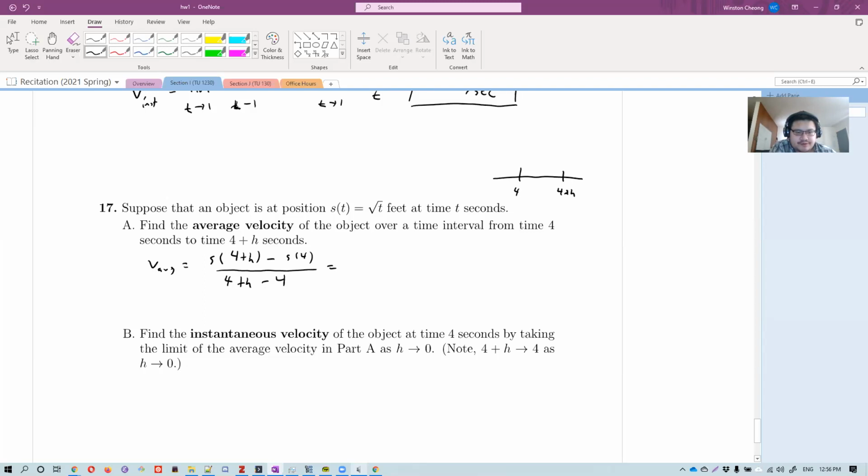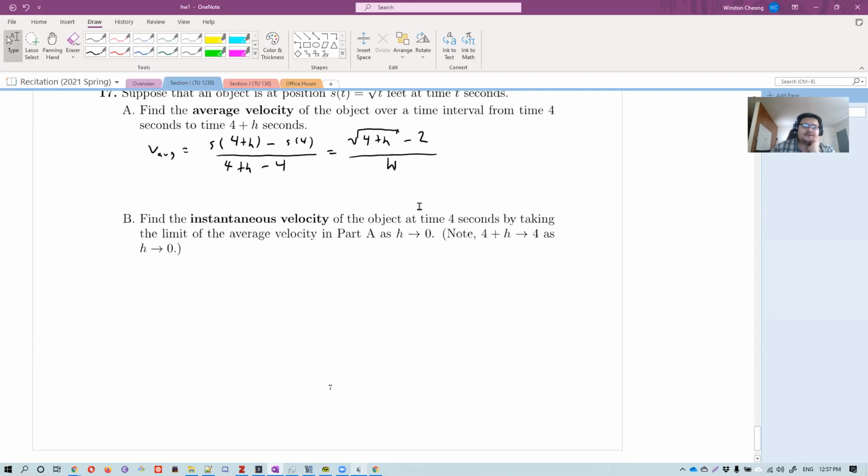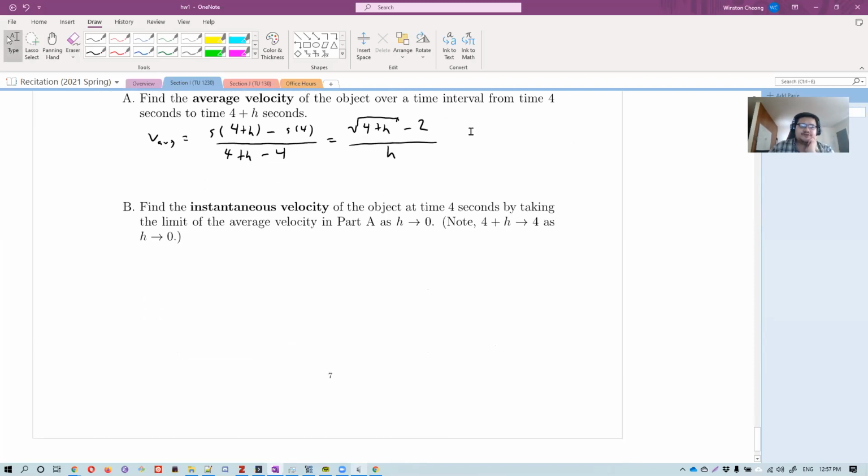Okay, and the numerator, I'm going to plug in. So this is an evaluation, right? We're trying to evaluate s of 4 plus h. So I'm plugging into this function, and this will give me the square root of 4 plus h, and then minus 2, over h. I kind of know ahead of time that to evaluate this thing, I'm going to need to do an algebraic trick. Just to make sure, you guys tell me what the algebraic trick is.